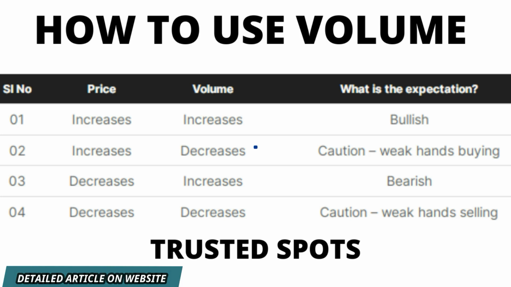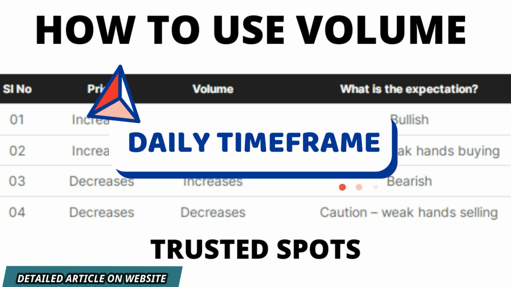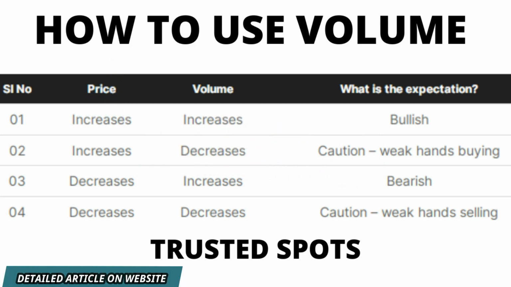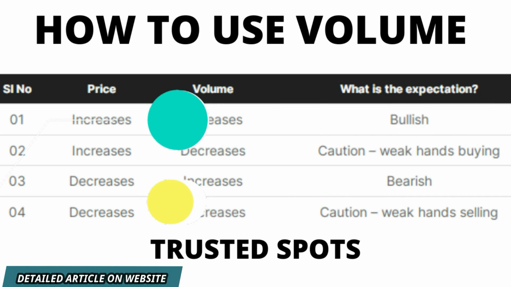Now let's understand the basic idea on how to use volume information. To simplify the concept, I'm going to use daily candlestick as my time frame while explaining the concept here. So if you are using a different time frame, then you can apply it accordingly. So the first line in the table says when the price increases along with an increase in volume, the expectations are bullish.